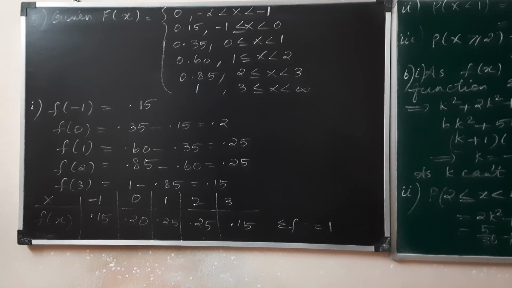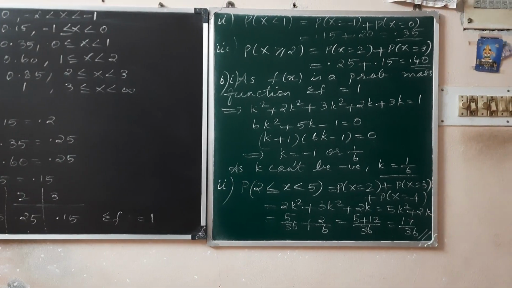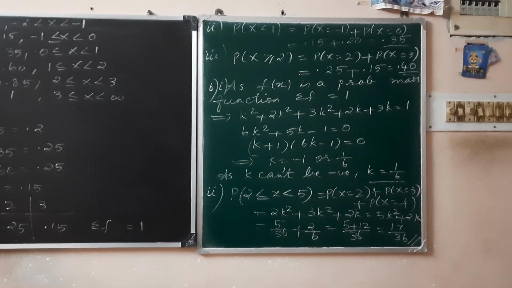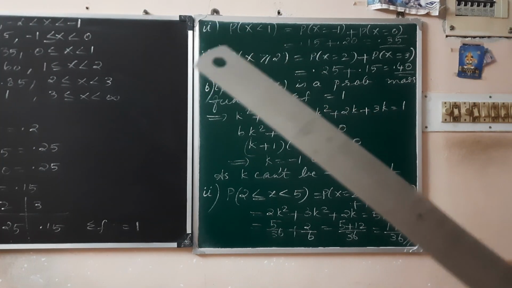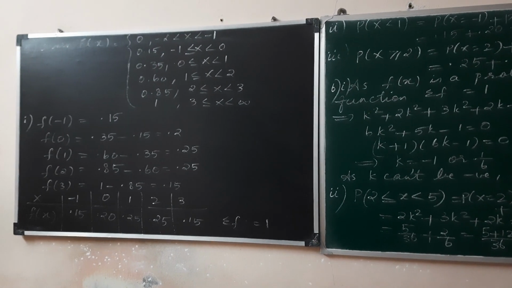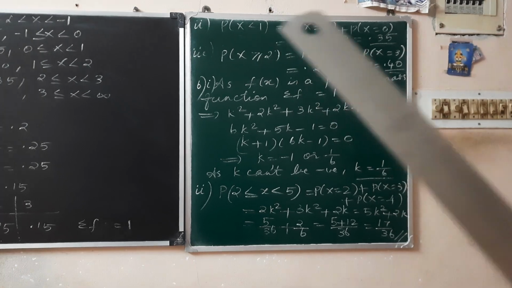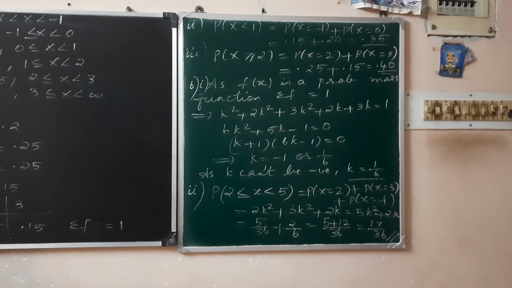There are two subdivisions. One is probability of x less than 1. For any discrete random variable, they ask like this. When they ask like this, we take the values which are less than 1 and their probabilities and add them up. So less than 1 means only two values from the table. One is minus 1 and the other is 0. So probability of minus 1 plus probability of 0, which is 0.15 plus 0.20, that is 0.35.